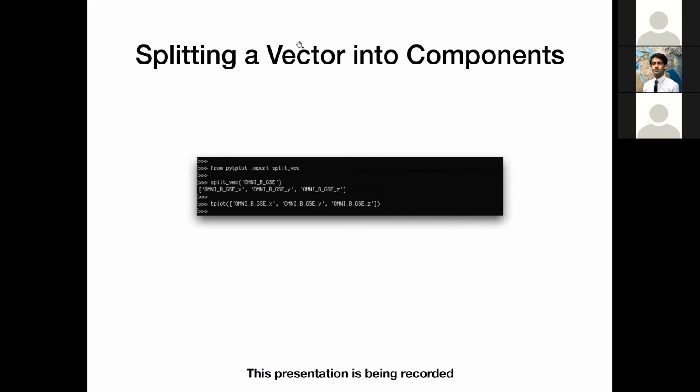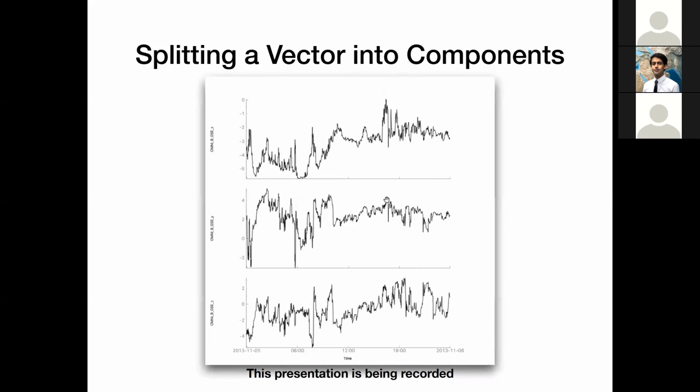And so you can also split a vector into its components. Just like in IDL, we have split_vec. So you call from pytplot import split_vec, and call it on the vector name. It creates 3 tplot variables, one for x, y, and z. And then we can call tplot on those variables, and it should plot the components in their own panels.